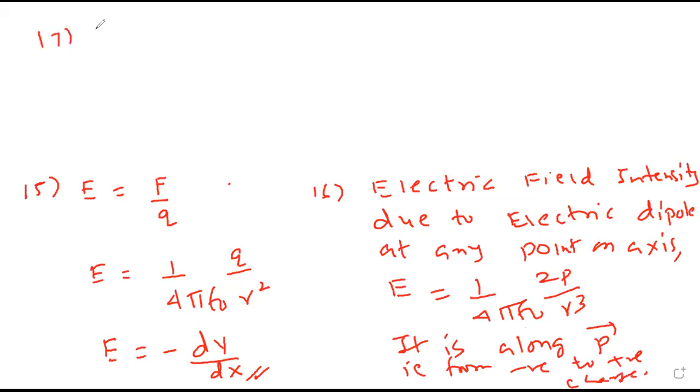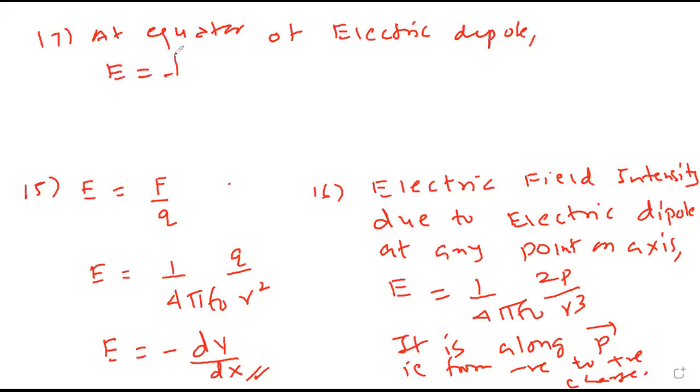17. At equator of electric dipole, E is 1 upon 4 pi epsilon naught p upon r cube. Look carefully, E here is 1 upon r square, here it became 1 upon r cube. So sometimes they can also say for point charge E is proportional to 1 by r square. For dipole 1 upon r cube. It is opposite to p bar.